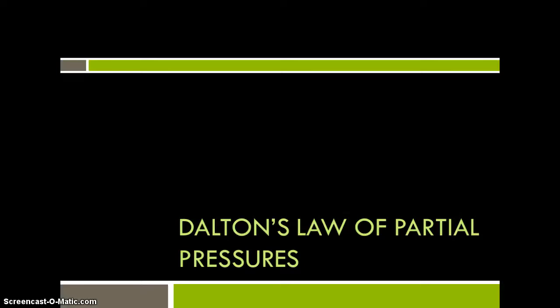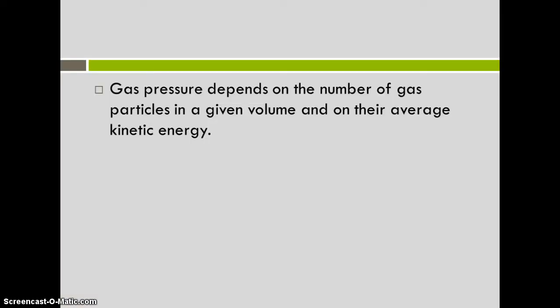Okay, last gas law is Dalton's law of partial pressures. Gas pressure is going to depend on the number of gas particles that are in a given volume and on their average kinetic energy. So kinetic energy is how much they are moving around. If you increase their kinetic energy, they're going to move around faster. That's going to increase the gas pressure. If you decrease their kinetic energy, it's going to slow those particles down, and the gas pressure is going to go down as well, like we saw with Charles's law.